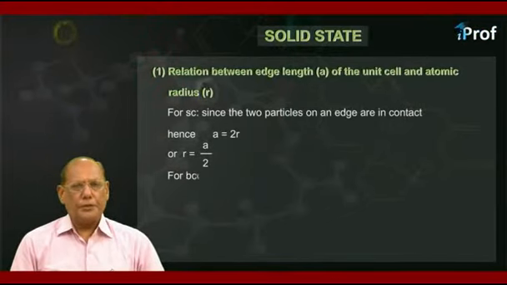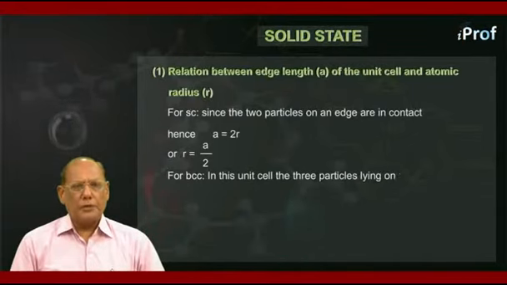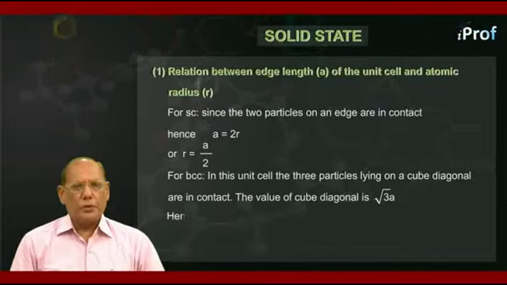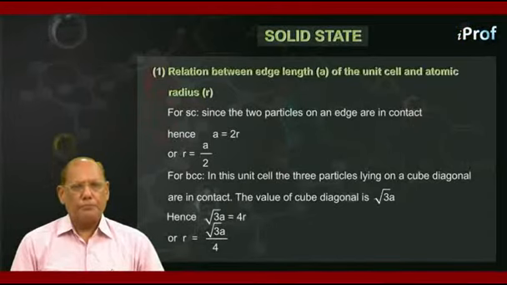For BCC, in this unit cell, the three particles lying on a cube diagonal are in contact. The value of the cube diagonal is root 3a. Hence, root 3a is equal to 4r, or r is equal to root 3a divided by 4.